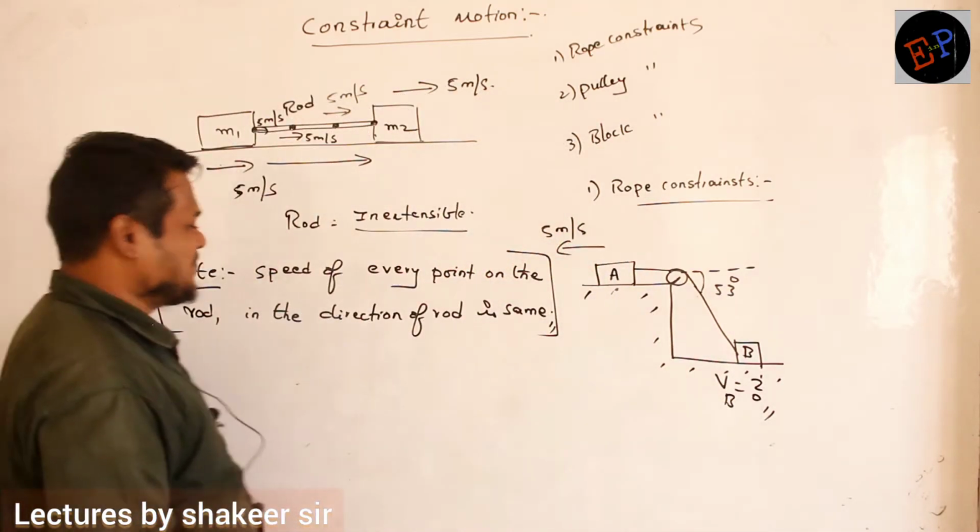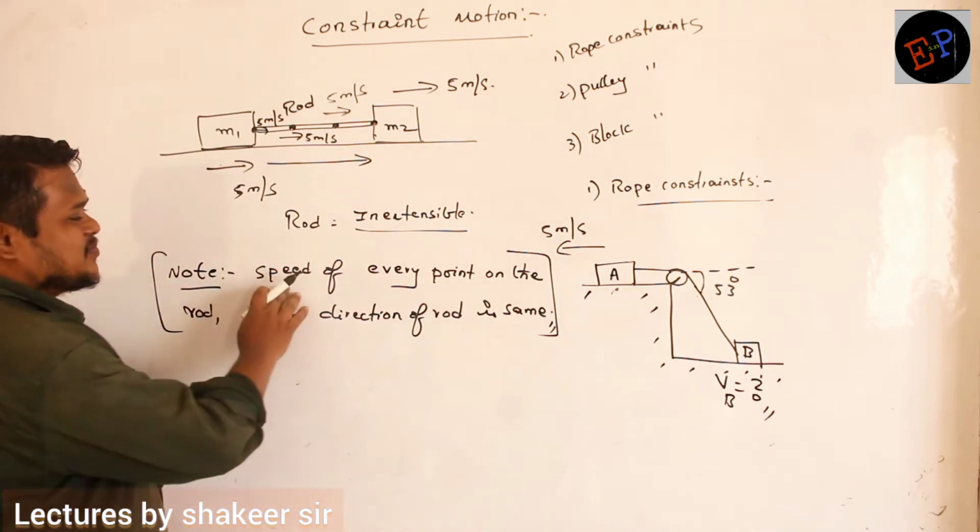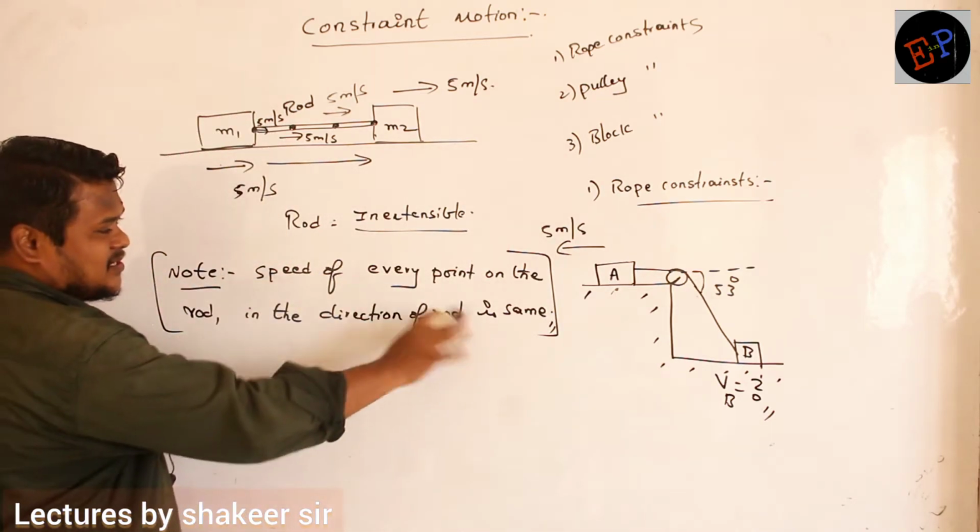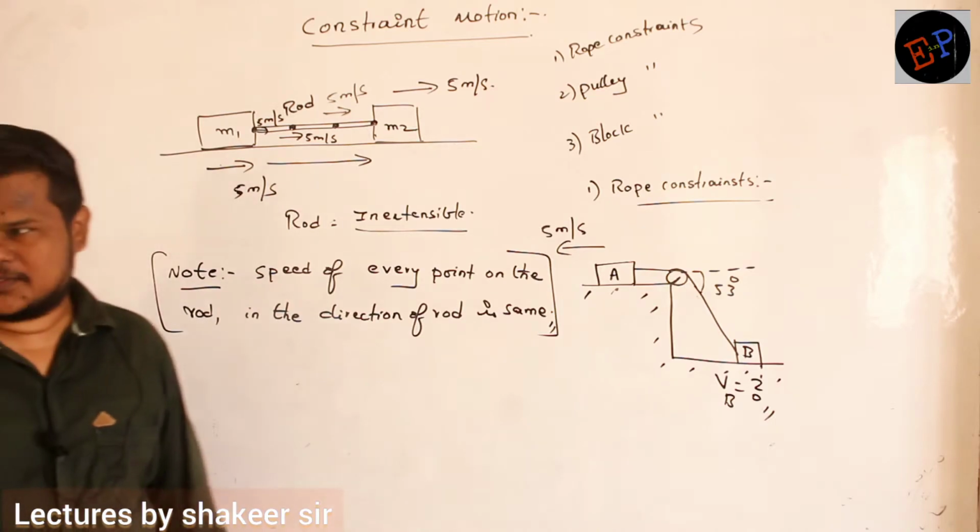Clear? So what is the point here? We have written that the speed of every point on the rod in the direction of the rod should be the same. This is what we have understood now.